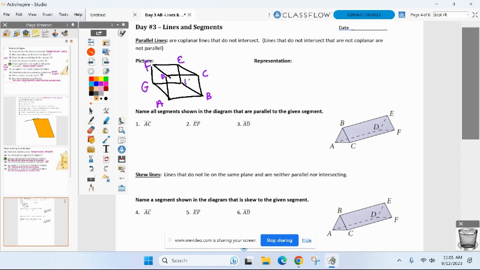Can you guys help me make my cube that I had yesterday? So I need a cube for a picture here for the parallel lines.